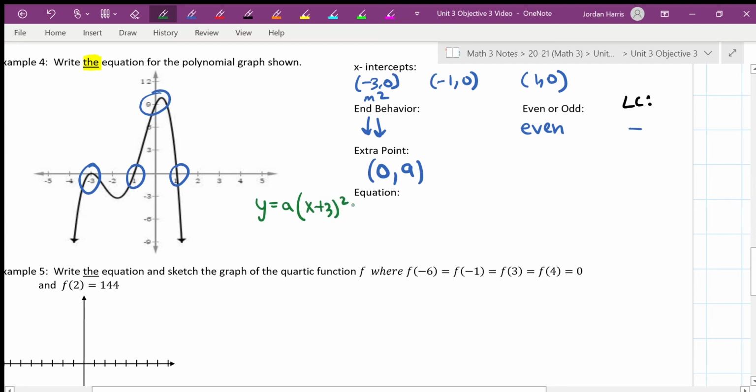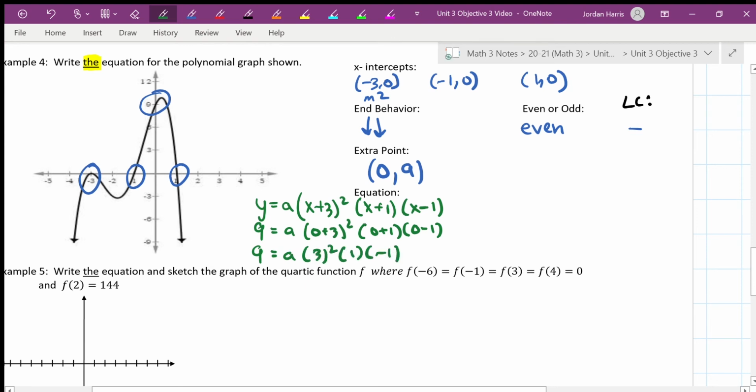So (x plus 3) squared, because that one is bouncing. (x plus 1), (x minus 1). So I plug in, I get 9 equals a times (0 plus 3) squared, (0 plus 1), (0 minus 1), so it's a times 3 squared times 1 times negative 1. So 3 squared is 9 times 1 times negative 1 is negative 9. So 9 equals negative 9a.